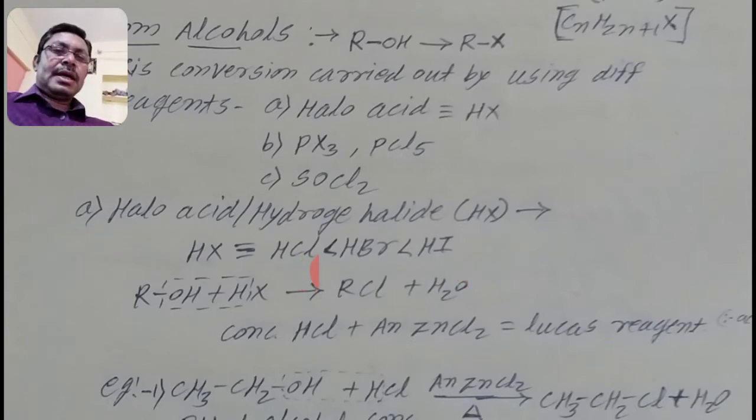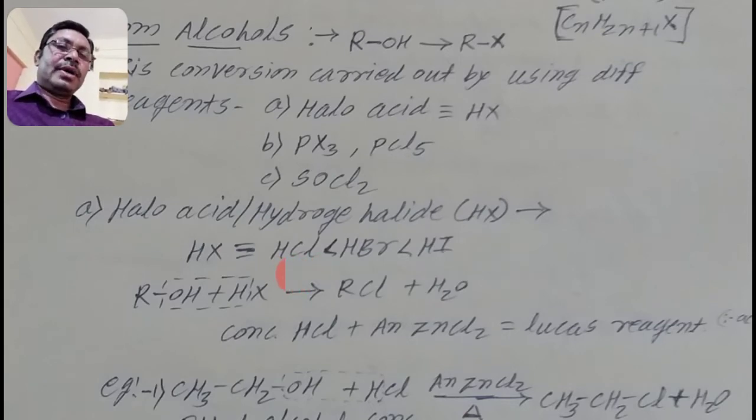Here I am giving the order of reactivity of these haloacids. HCl is less reactive than HBr, and HBr is less reactive than HI. That means HI reacts fastest. In that reaction, the reactivity of HI is more than HBr, and the reactivity of HBr is more than HCl. That means among the haloacids, the least reactive is HCl.